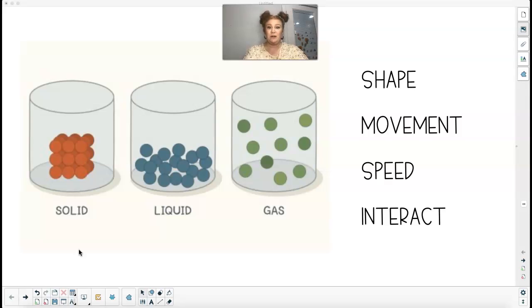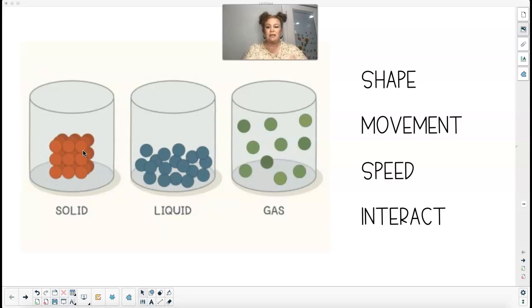We are going to go over the three states of matter today. And I don't mean Utah and Arizona and California. So when we talk about the states of matter, we're talking about a solid, liquid, and a gas. So the first thing we're going to do is talk about their shape that the molecules will take on.